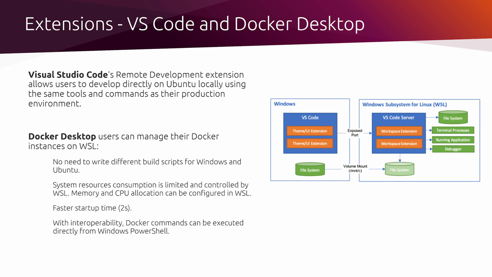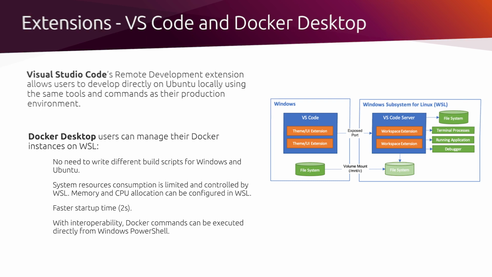So there's no need for a different build script between Windows and Ubuntu. You have your scripts running on Windows. You lower the resource consumption. It starts very fast. And with this interoperability, you have your docker.exe, so your client that is on the Windows side, which will talk to your WSL distribution. So the target will be exactly the same as the target you want to deploy your Docker container to. So that's one of the main advantages of this new Docker Desktop client.